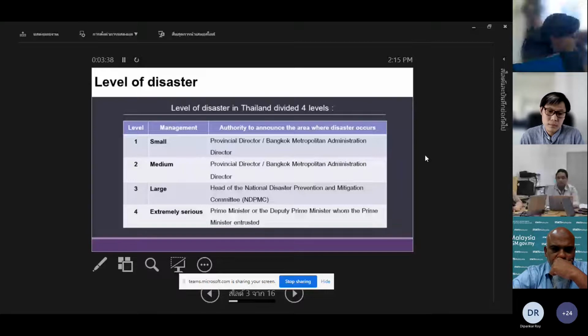We have a committee to take care of the disaster if it happens. An extremely serious disaster is announced by the Prime Minister or the Deputy Prime Minister, and the level of the disaster can become more serious.